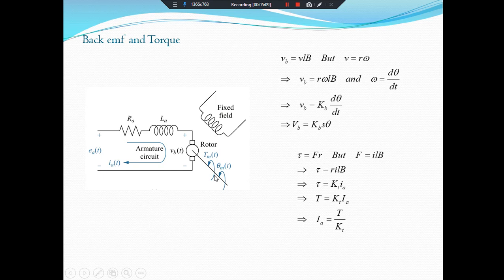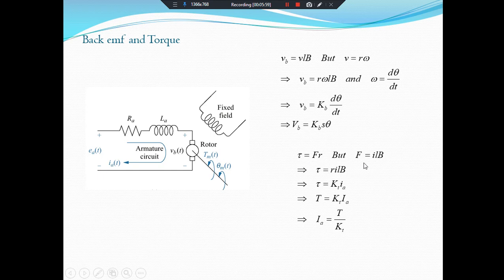What will be the value of the torque acting here? The torque, as you know, by Lorentz law, the force in a magnetic field is equal to I into B, meaning the value of current and B the value of the magnetic field. As the magnetic field B is constant, we can say that the torque is directly proportional to the armature current, or T equals KT times IA. KT is the constant of proportionality called the motor torque constant. What will be the value of this armature current IA? That will be equal to the torque by KT, or you can derive it from this relation as well.